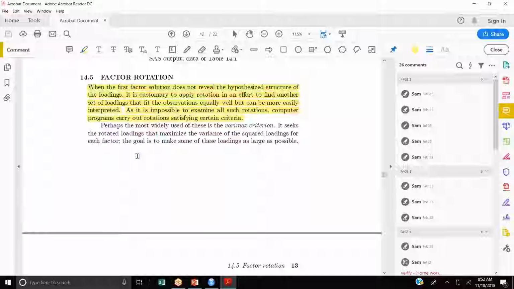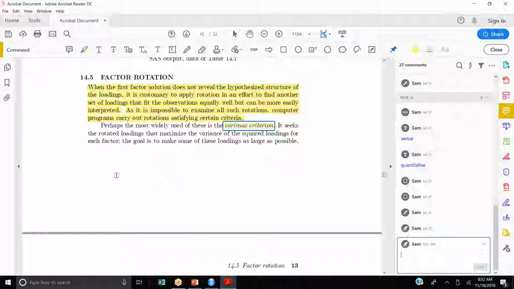So Varimax is one of them, and Quantimax is just to compare these two methods. I want to talk about only two methods, and Varimax is very common anyway. So one moment.